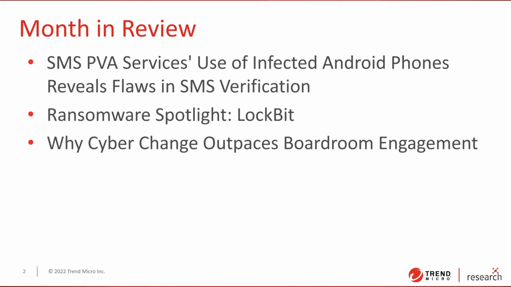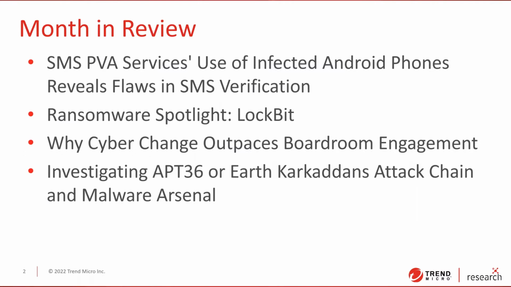I know in my Cyber Risk Index, where every 6 months we do a survey, this is one area that a lot of organizations are concerned about: that the board isn't taking security as seriously as they should. Another one is investigating APT36, or Earth Karkaddan's attack chain and malware arsenal. This is an in-depth report about this APT group that can give you some information about what's going on with them, what their TTPs are, their attack chain, etc. If you're interested in seeing that, it's a good one to take a look at.